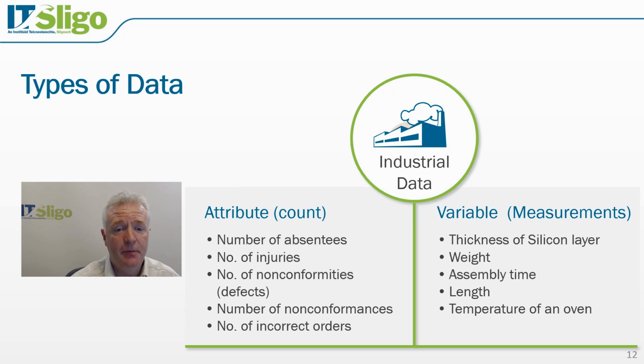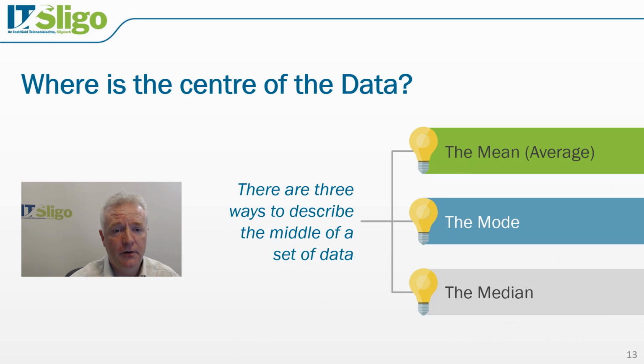However, the statistics behind control charts are the same for both the variable and attribute data. While the type of control chart may vary, how we interpret and plot the control chart is similar for both types of data. Before we can plot the control chart, we have to understand a number of aspects associated with our data. The first aspect relates to where the center of the data lies.